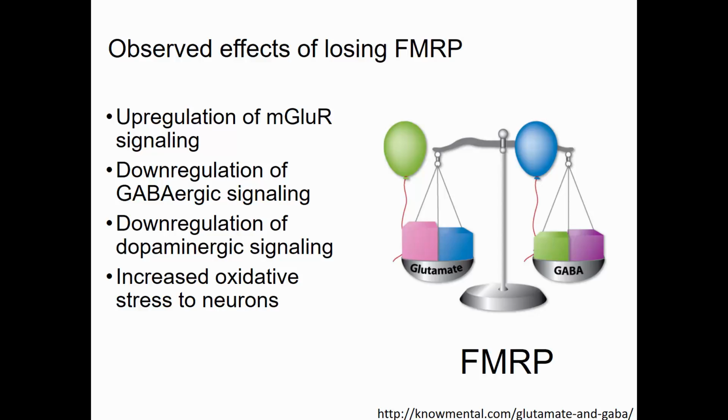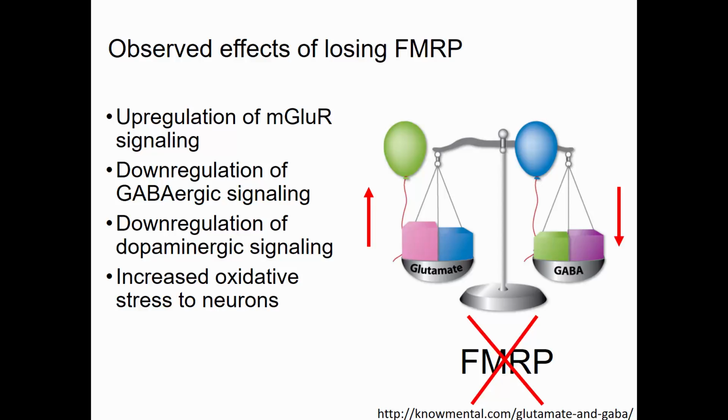Because FMRP does so much and it regulates so many different proteins, a lot of people have focused on different systems and seeing how these different systems are altered. Some of the observed effects of losing FMRP are upregulation of mGluR signaling, so the glutamate system is upregulated, as well as downregulation of the opposing inhibitory GABAergic signaling. So this whole balance between excitatory and inhibitory signaling is altered and shifted towards the excitatory signaling.